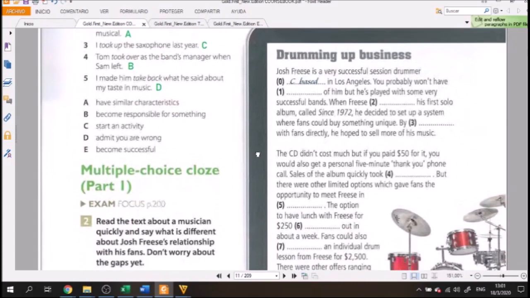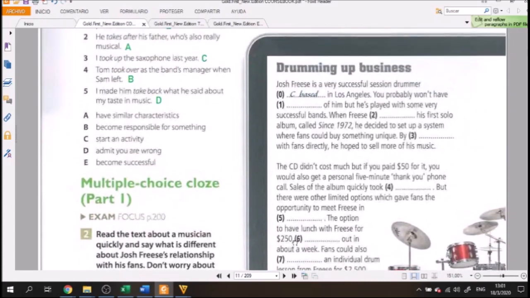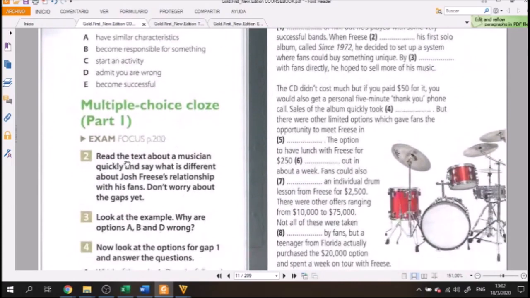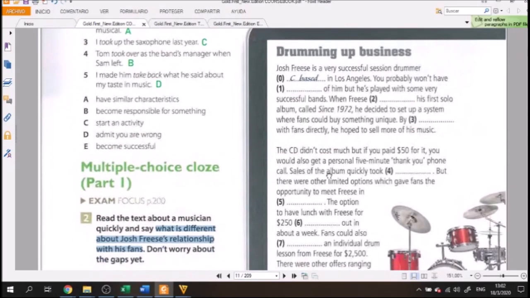I am going to ask you to have a quick reading at this text. Read the text about a musician quickly and say what is different about Josh Freese's relationship with his fans. Don't worry about the gaps yet. Forget about completing. I'm going to shut up and I will give you 2 minutes to read it. I'm going to keep it in the screen in case you don't have the book.